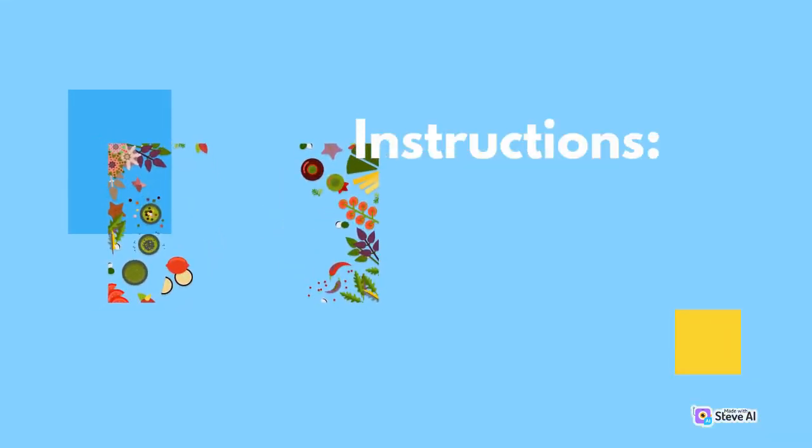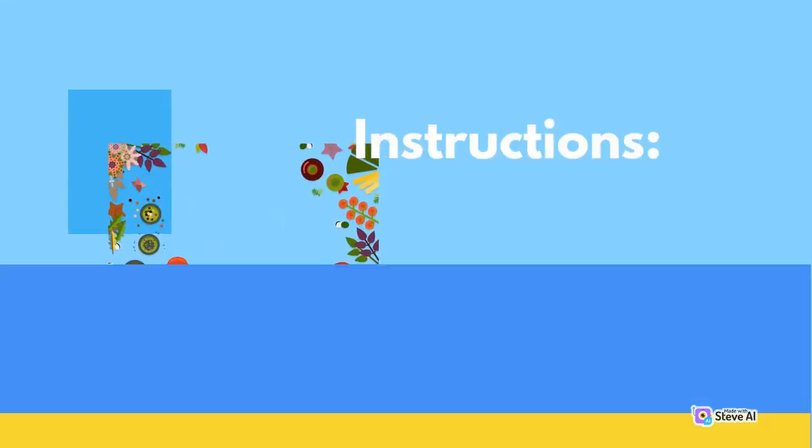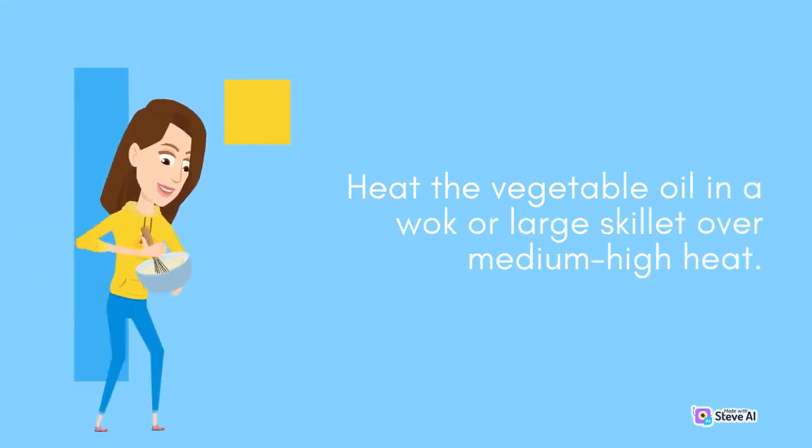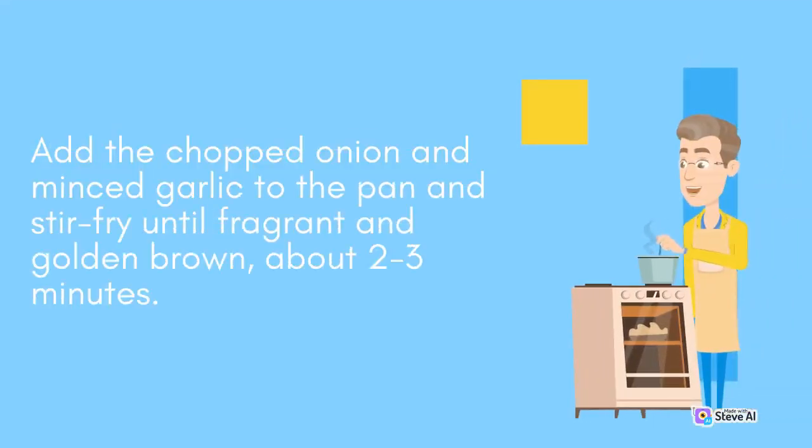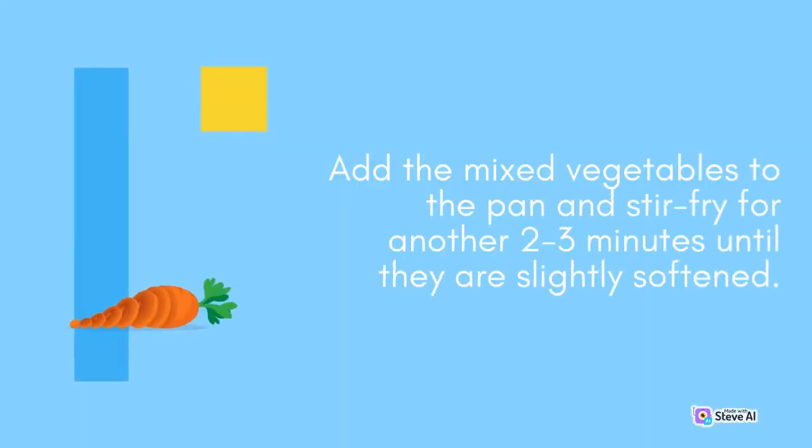Instructions: Heat the vegetable oil in a wok or large skillet over medium-high heat. Add the chopped onion and minced garlic to the pan and stir-fry until fragrant and golden brown, about 2 to 3 minutes. Add the mixed vegetables to the pan and stir-fry for another 2 to 3 minutes until they are slightly softened.